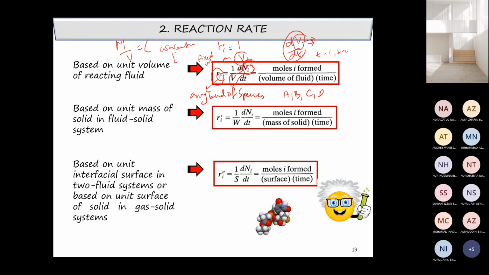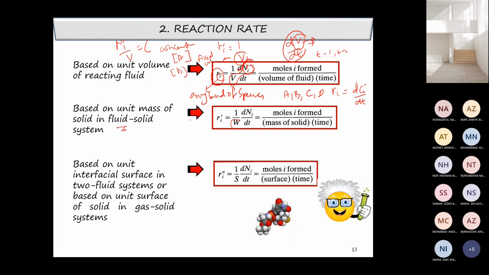Okay, so usually I will put the concentration symbol like this. Okay, concentration of A, concentration of B. Okay, alright, so sometimes we get Ri is equal to dCi over dt. Okay, alright, then we have the basis of unit mass of solid in a liquid or fluid-solid system. Okay, so if you can see, W actually is the mass of solid. Okay, why don't we look at the fluid?